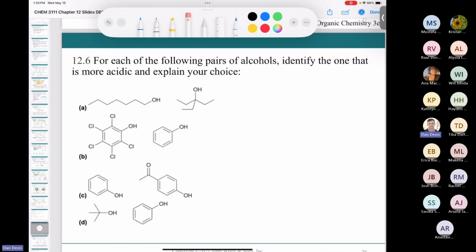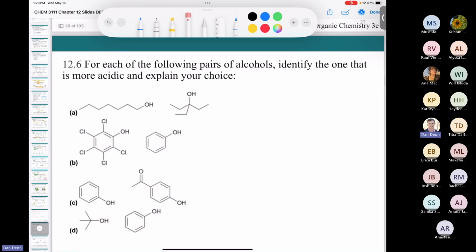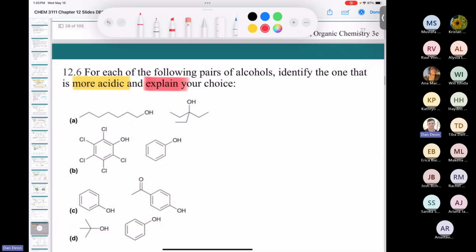Sorry, this doesn't all squeeze on the, well, maybe it does squeeze on the slide here. What we're going to do now is take a look at this problem, which deals with pairs of alcohols, and we're going to identify the one that is more acidic. So we're just looking for the one that's more acidic, and then we're going to provide some kind of explanation. And so we might use AROI. You saw that we don't use AROI for everything, but we might use it in this case.